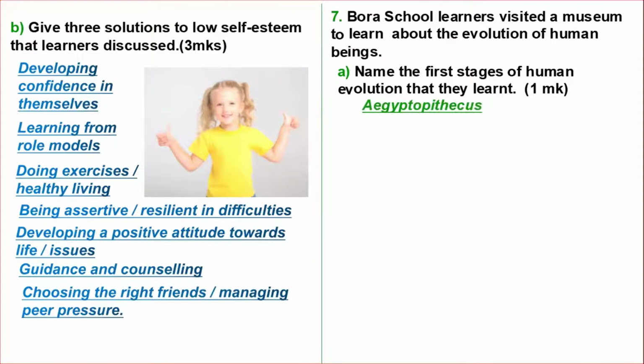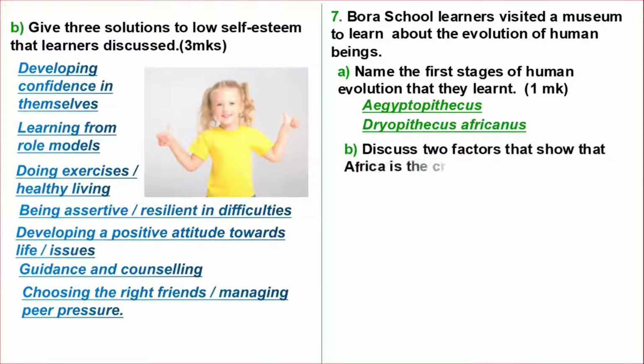So these early stages are Aegyptopithecus, Dryopithecus africanus, and Ramapithecus, which is also called Kenyapithecus. So once you write Aegyptopithecus, you score it, or you write Dryopithecus, you have it. Question number 7B. Discuss 2 factors that show that Africa is the cradle of mankind.